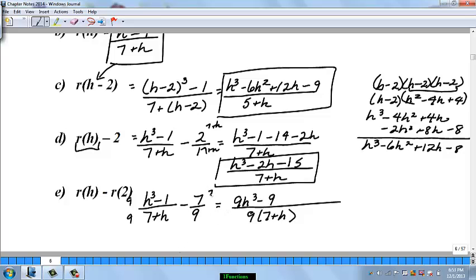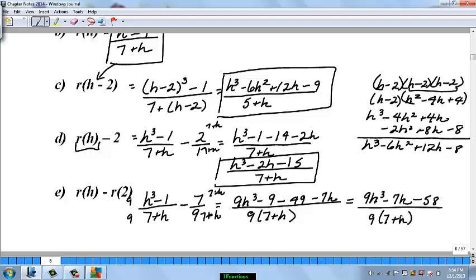Here my smart 1 is 7 plus h over 7 plus h. It's a plus. So I have minus 49 minus 7h, and then I look and see what I can put together, and I see that I can put these two together. So I have 9h cubed, and I'm going in descending order, minus 7h, and then these two can go together as minus 58 all over 9 times 7 plus h. Now I don't care if you multiply the denominator through or leave it in factored form, but this is fine. Okay?